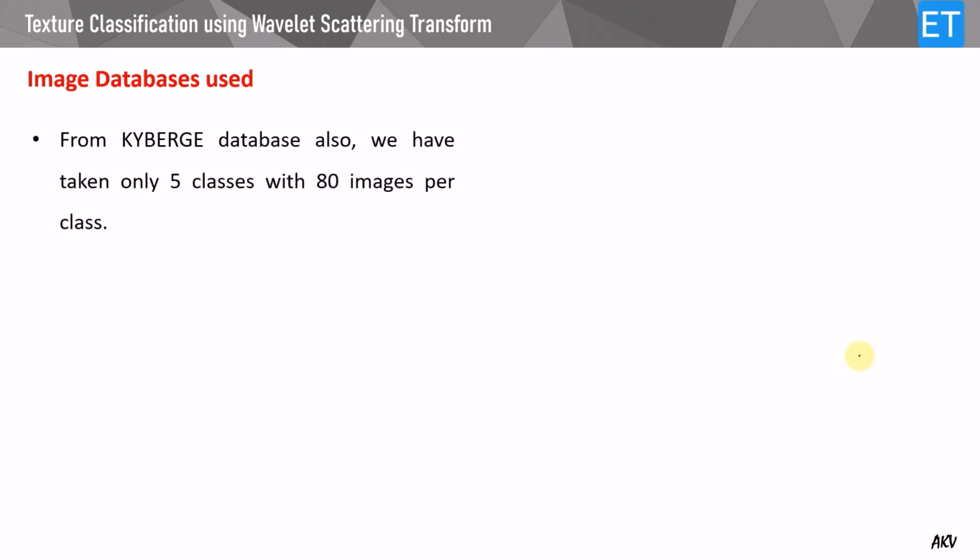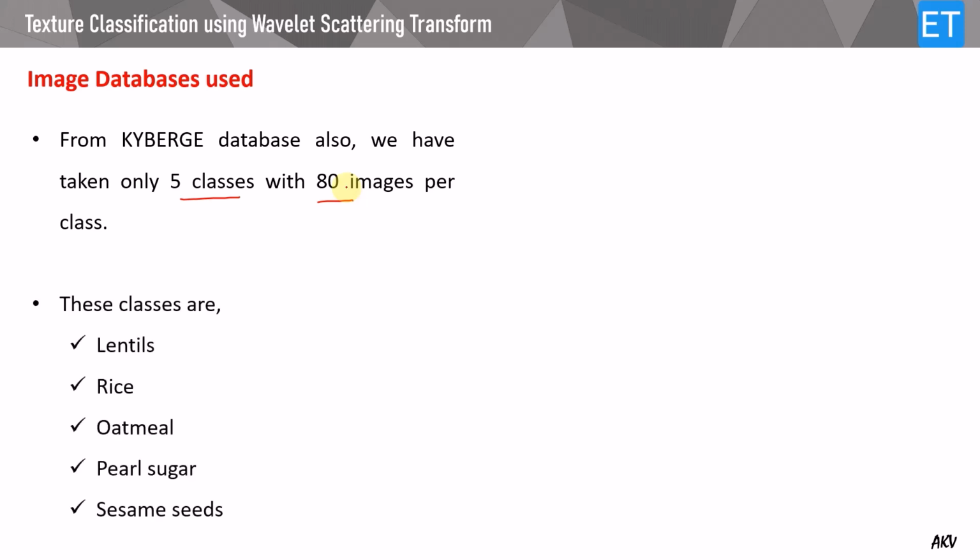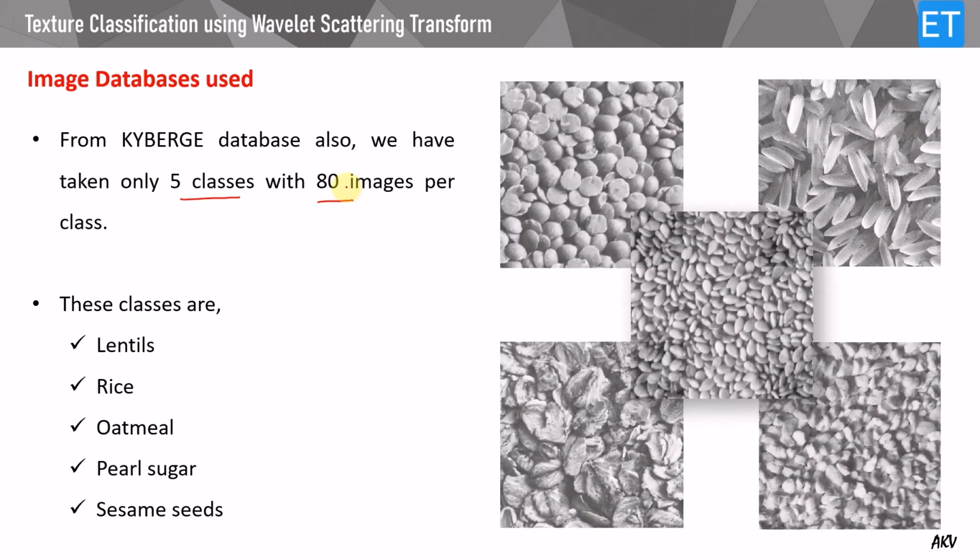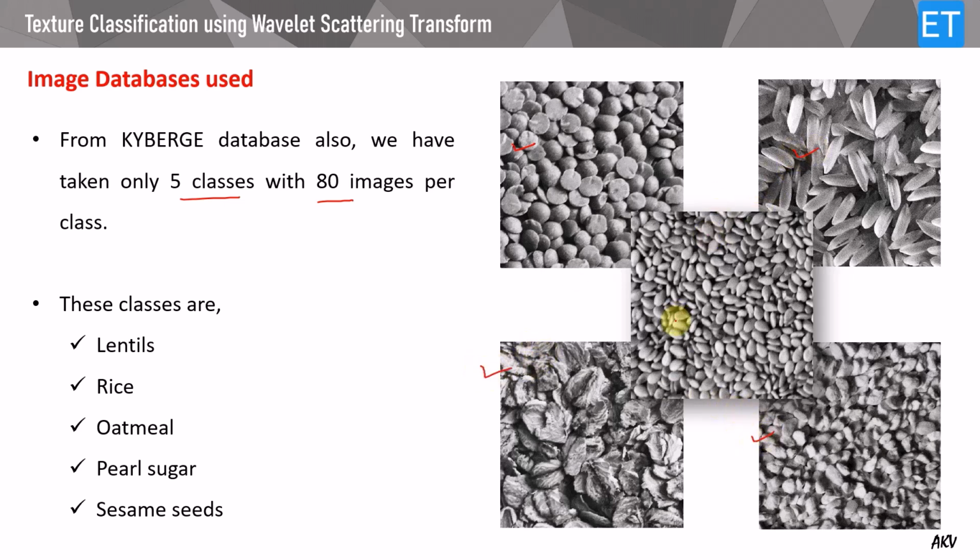And the second database is the KYBERGE. Again, we take 5 classes with 80 images per class. These images are lentils, rice, oatmeal, pearl sugar, and sesame seeds. So these are the samples. This is lentil, rice, oatmeal, pearl sugar, and the sesame seeds, right? So these are the texture images we are going to use.